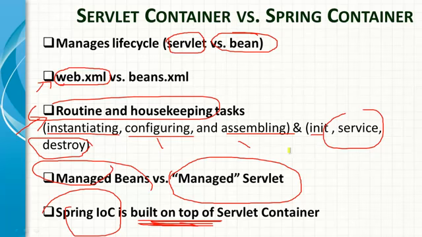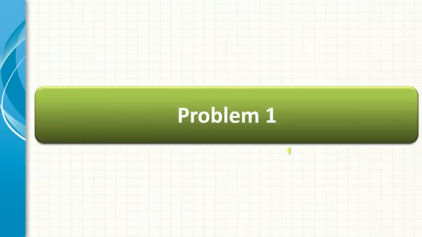Now we have understood the basic concept of container. Let's quickly move on to why we need an IOC container. Why do we need dependency injection? I won't be able to explain inversion of control or dependency injection, these two terms which are used interchangeably, until the next few slides. So we need to see the problems and why we need Spring in the first place and what problems Spring solves.